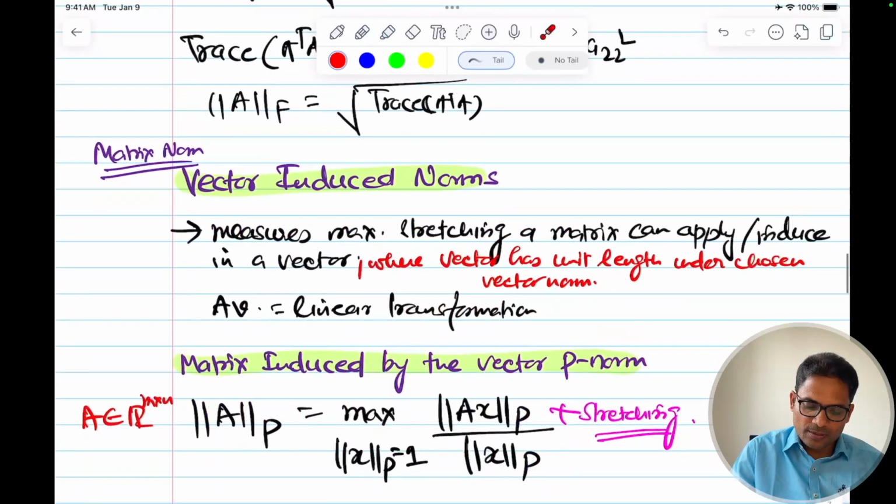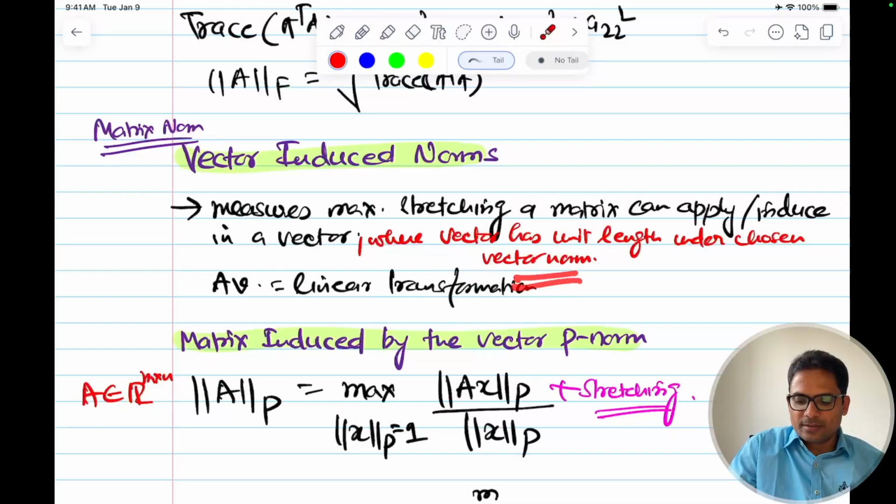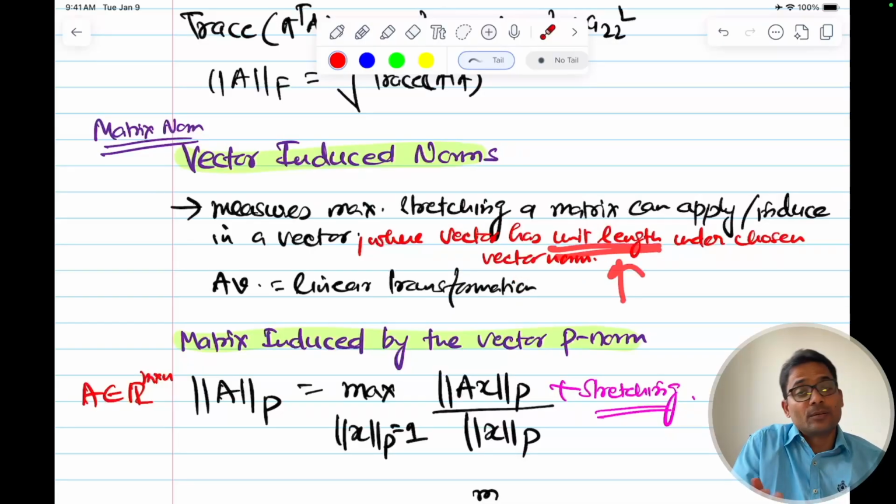Then next was the matrix induced norm. The matrix induced norm measures the maximum stretching, because the matrix stretches a vector and changes its direction. So we are measuring the maximum stretching a matrix can do on a vector, and that is the vector induced norm. Via a vector we get the size of a matrix, equivalent to the stretch it produces. The condition is that the vector on which we measure should be of unit length under the norm being measured. You saw that for each norm the length may vary, as in the Manhattan and Euclidean cases.